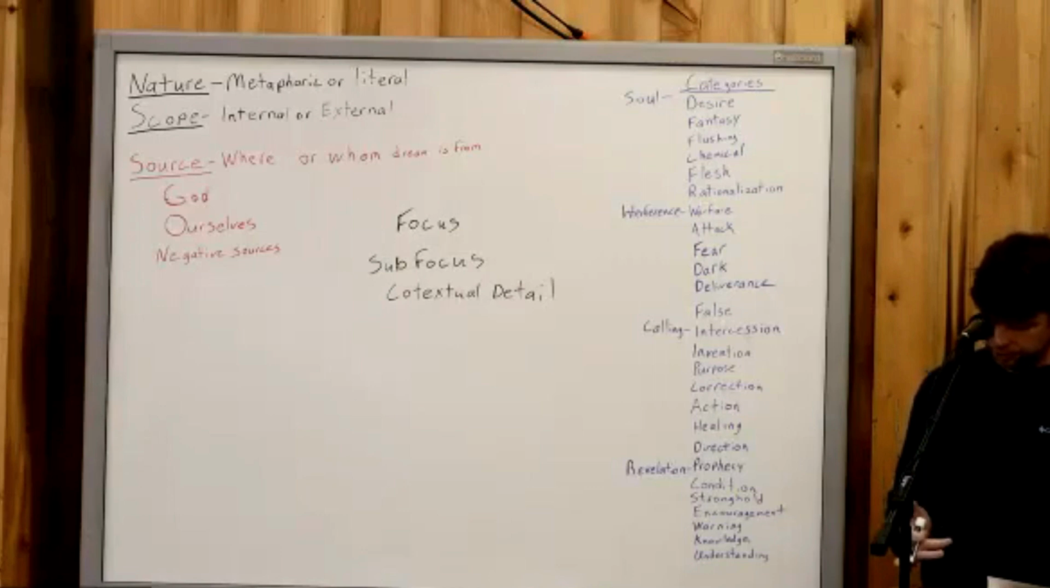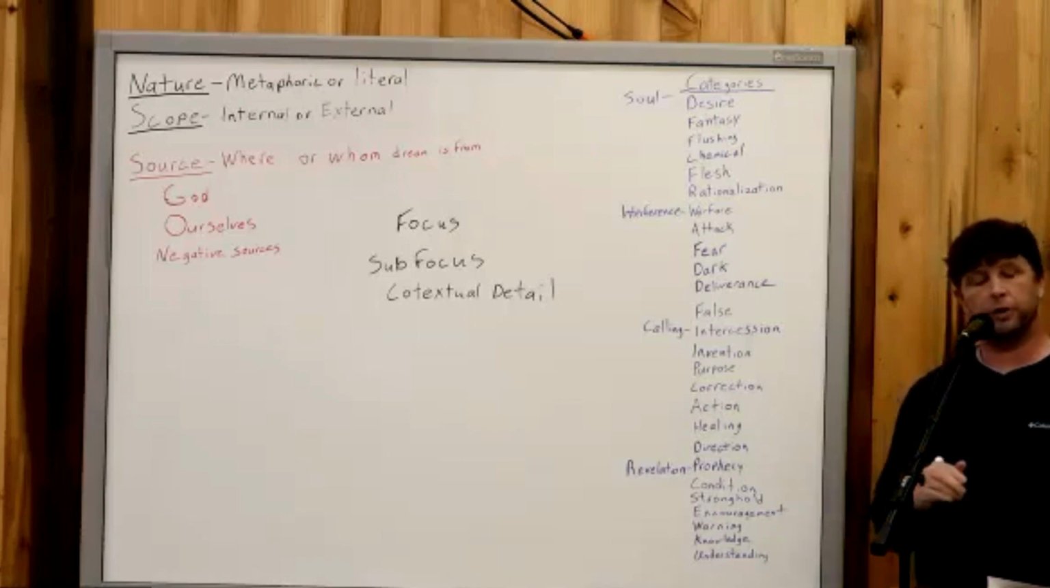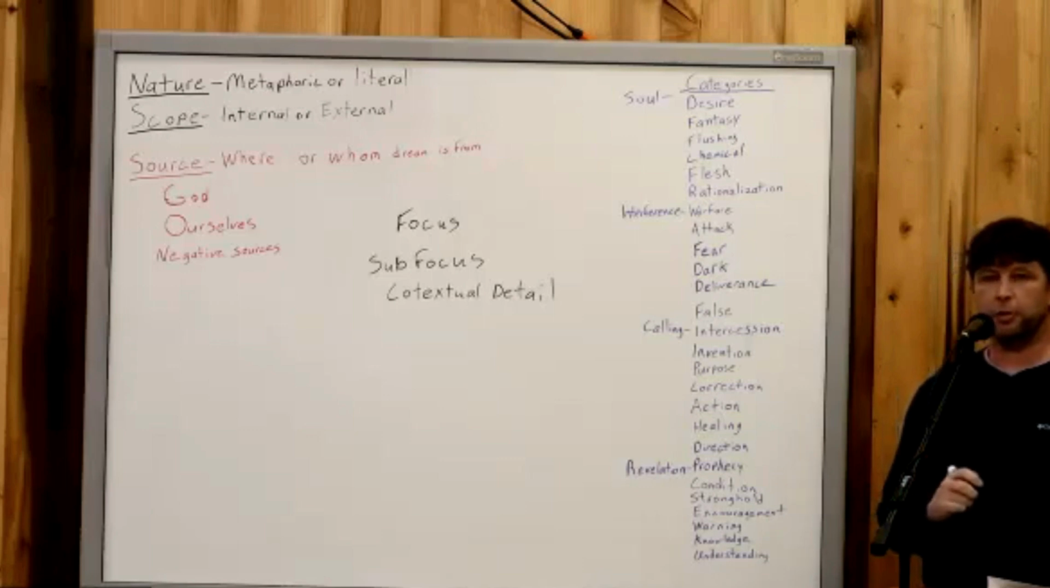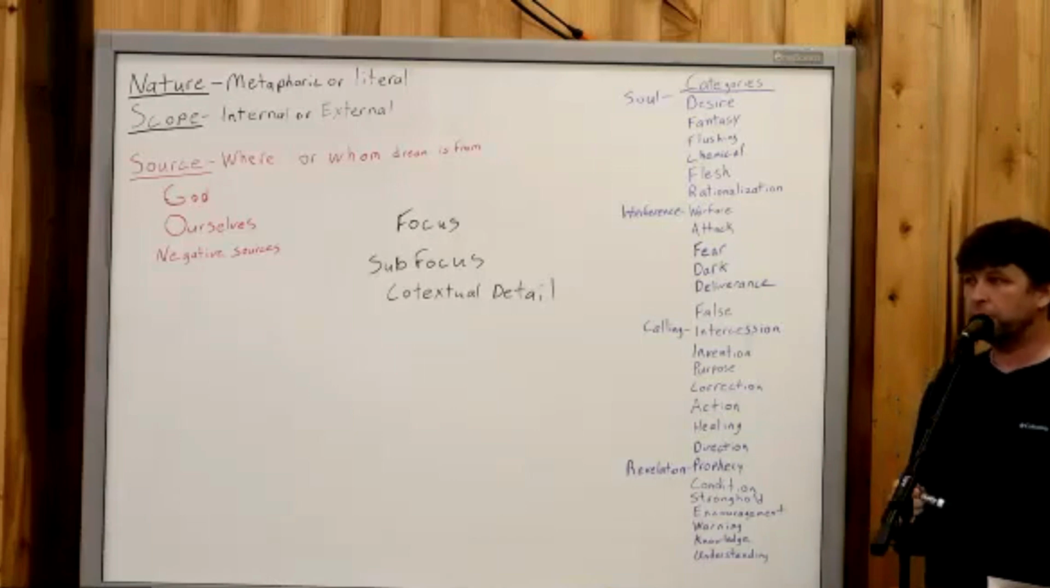Contextual details. They're not very significant to the structure of the dream, but they do help you decipher what more important symbols are. Contextual details, good way to tell, especially in metaphor. I've heard it quite often, people talking about driving a car from the back seat. A contextual detail would be that you're in the back seat of the car. Probably not a subfocus.